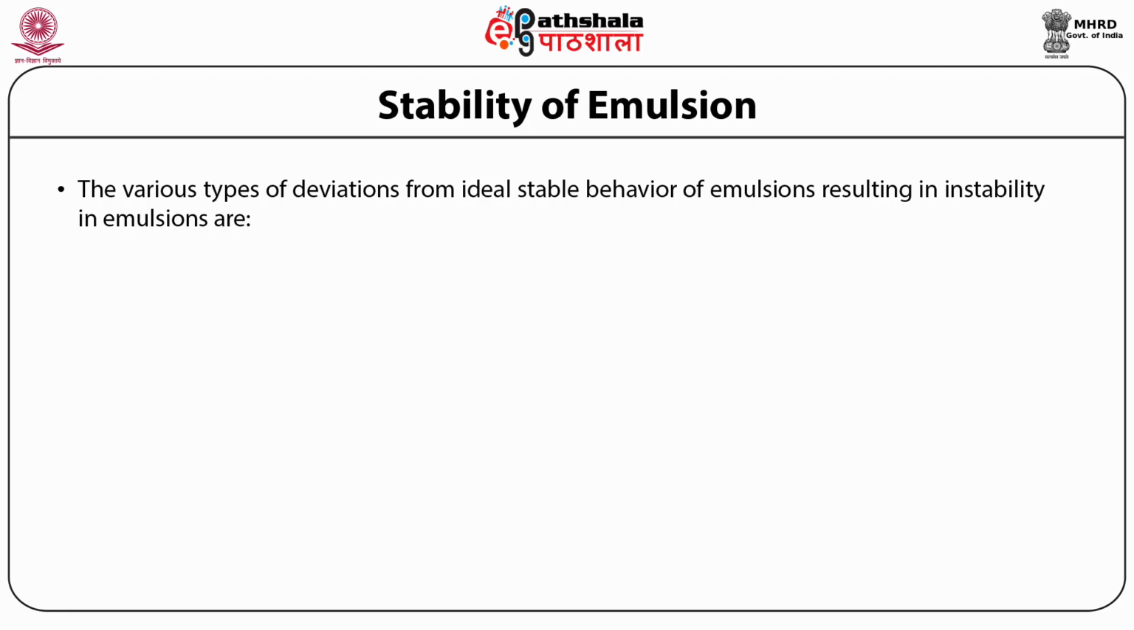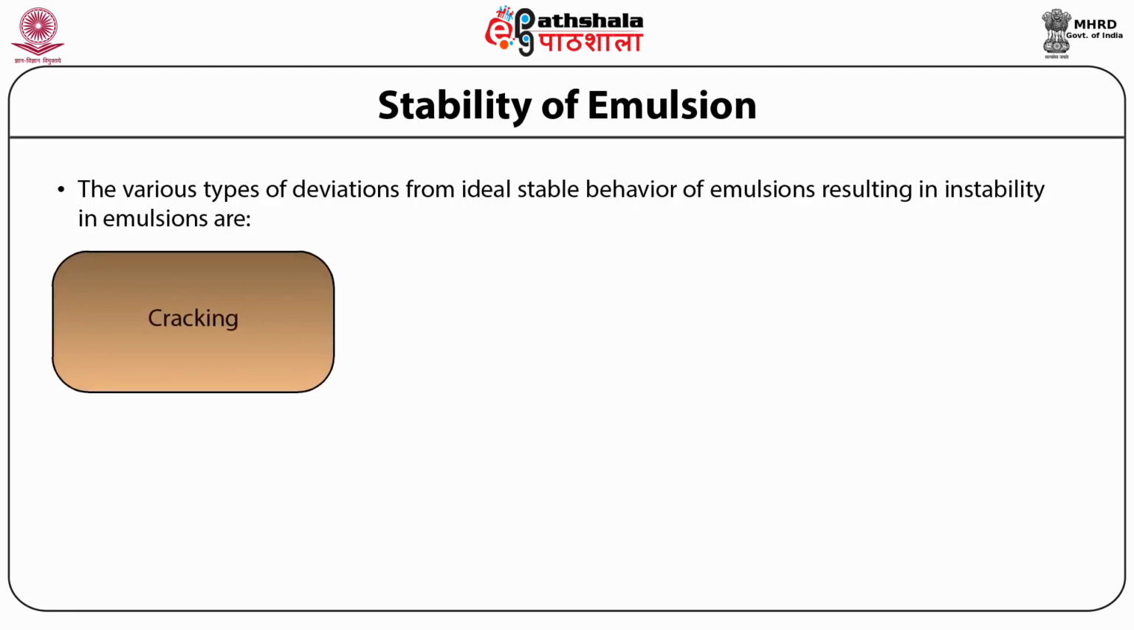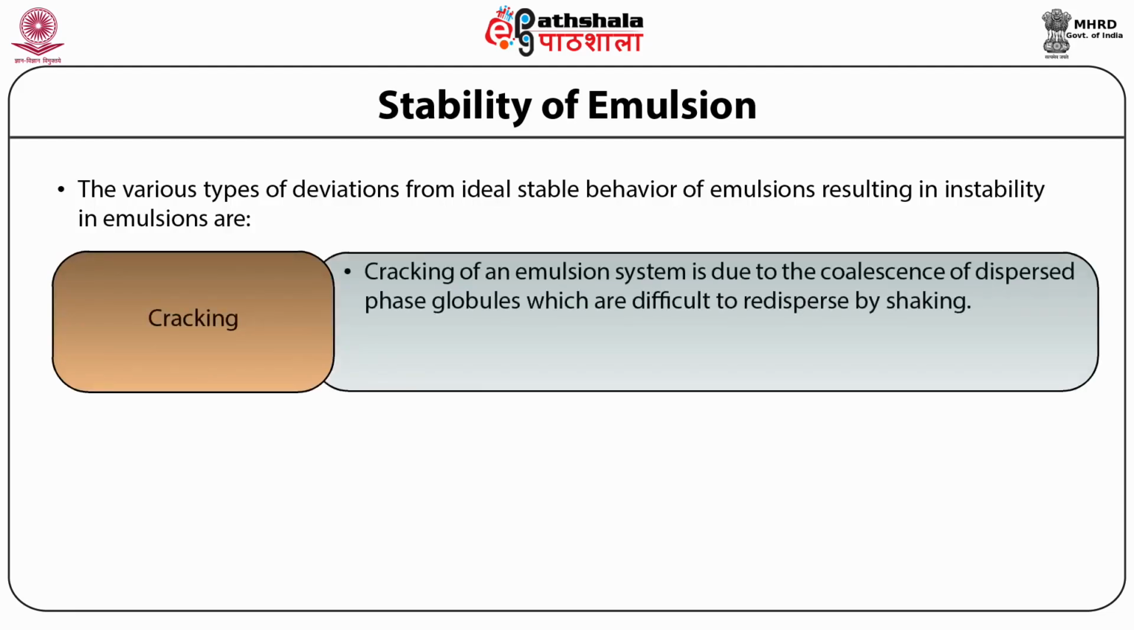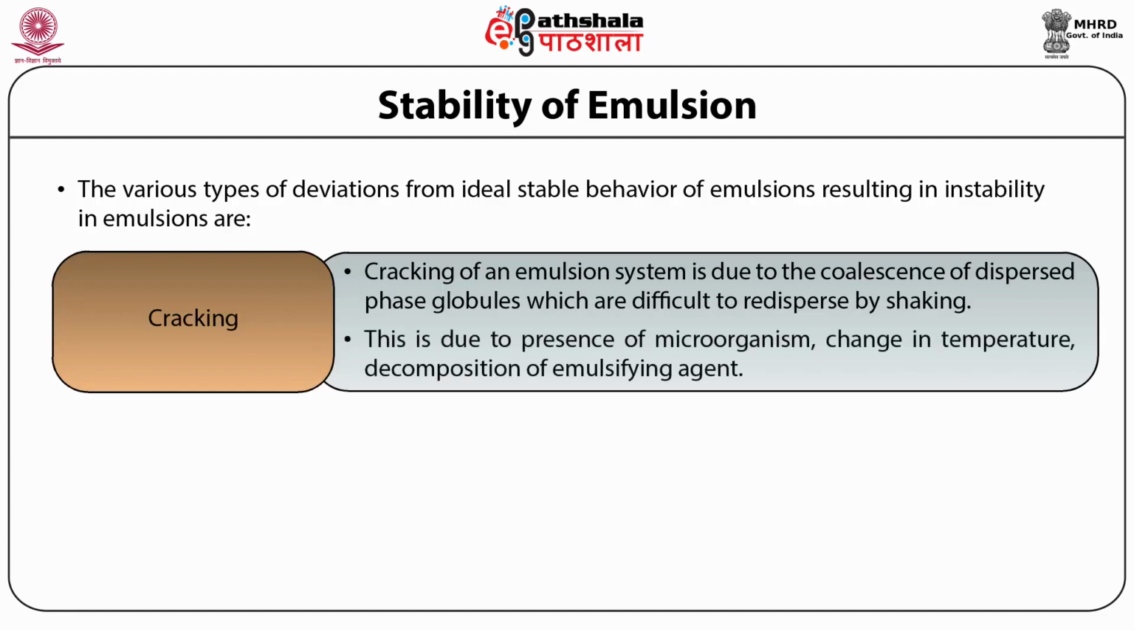instability in the emulsions. The commonly encountered instabilities in emulsions are: number one, cracking. Cracking of an emulsion system is due to the coalescence of dispersed phase globules, which are difficult to redisperse by shaking. This is due to the presence of microorganisms, or can be due to a change in the temperature, or can also be attributed to the decomposition of the emulsifying agent.